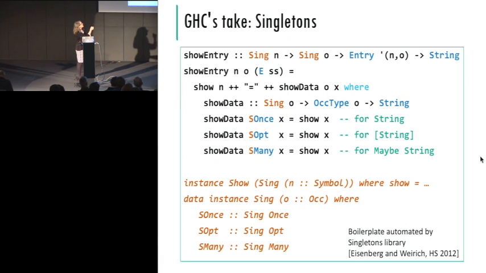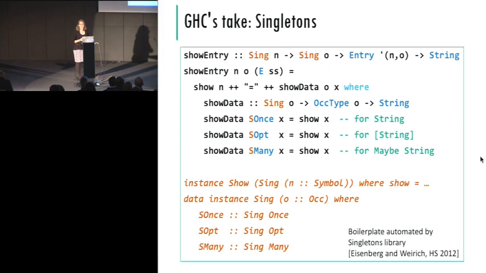And when I pattern match, I can't pattern match over once, often, many. That's the type. But I can pattern match over this singleton for the occurrence, which is this data type. It's a GADT that exactly lines up. So when I find that this is S once, I know that the type argument must have been once. So that pattern matching works in the same way that dependently typed pattern matching does.